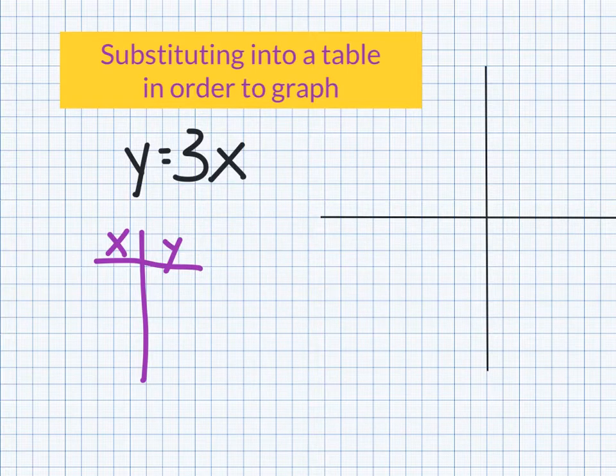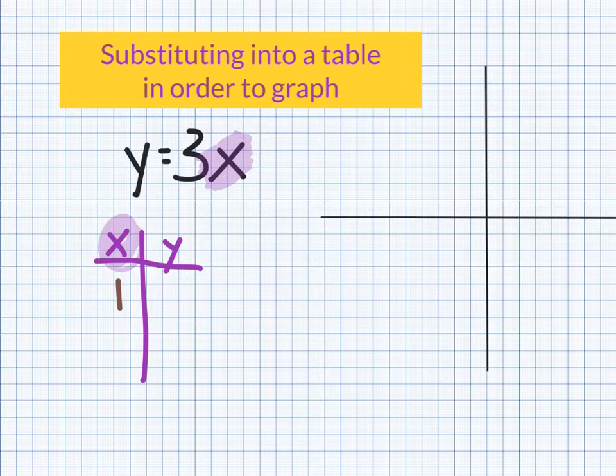So in my T-chart, my table, I've got an X side and I've got a Y side. X is the number that you control. I have all the power over the X values. So I can choose any number I want for X. So let's choose one. You have one in mind? Hey, so do I. I'm going to choose the number 1.